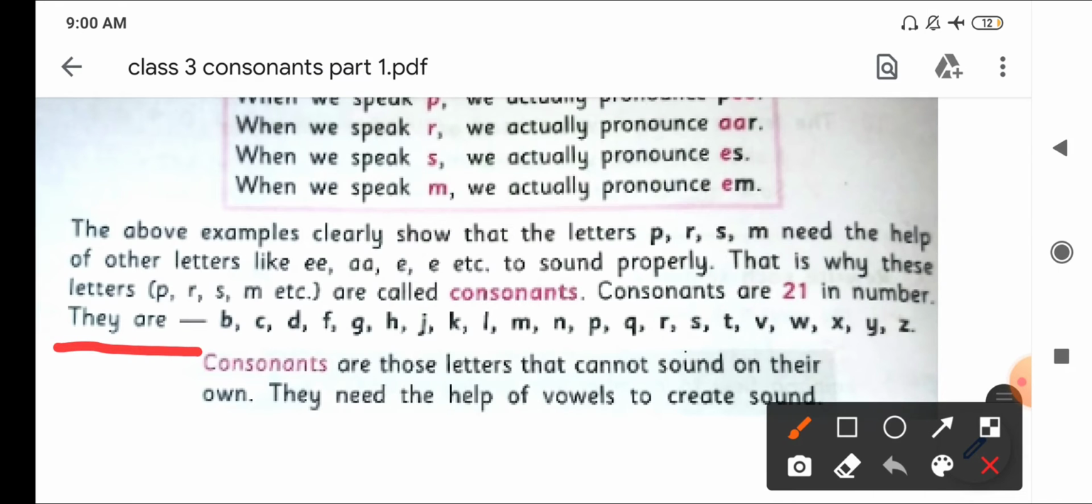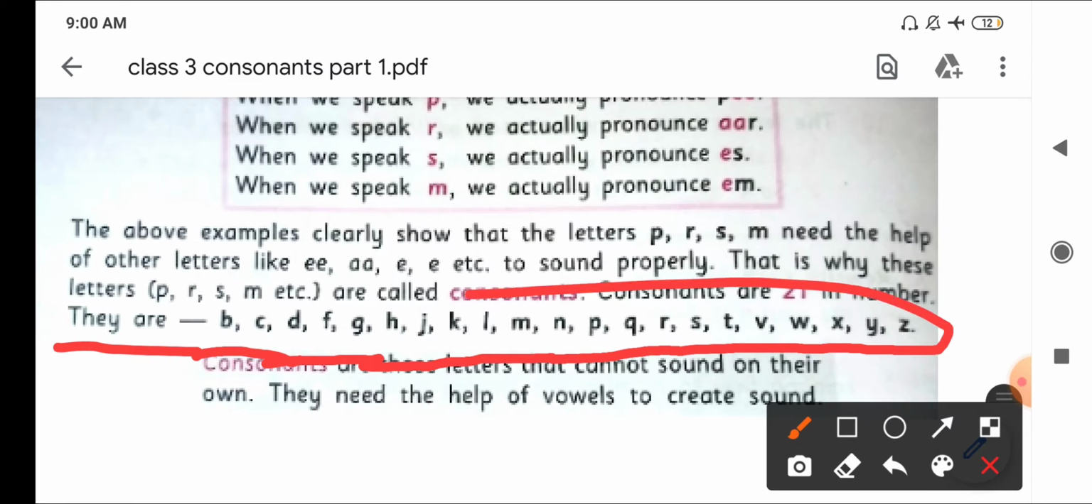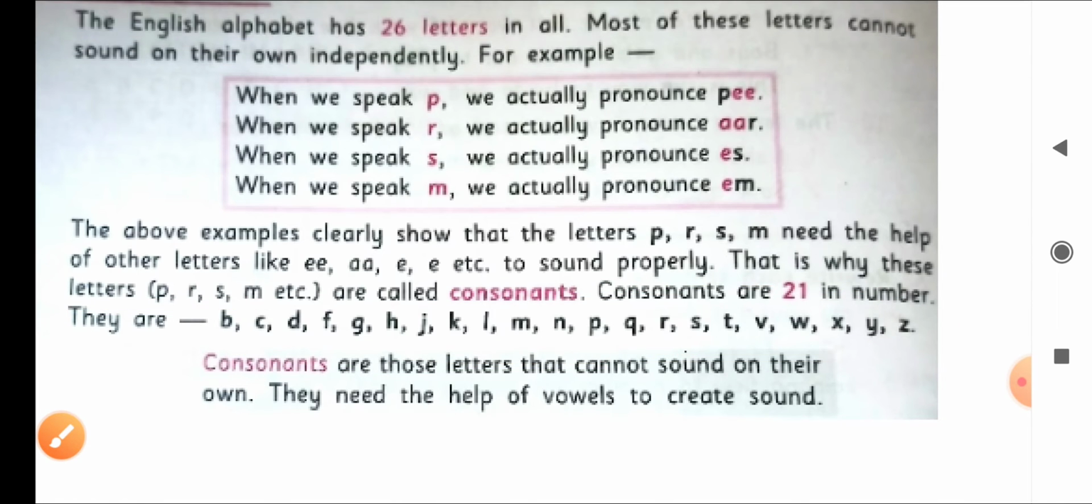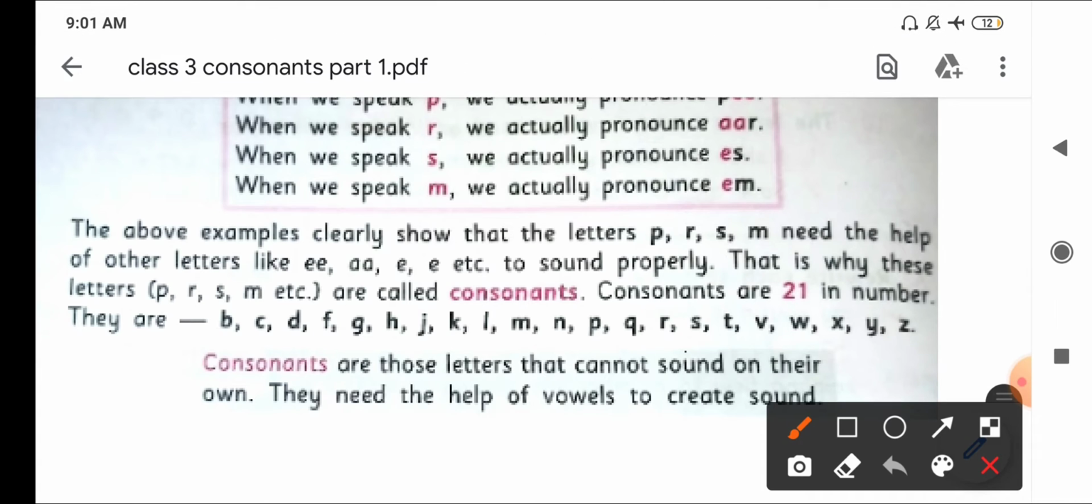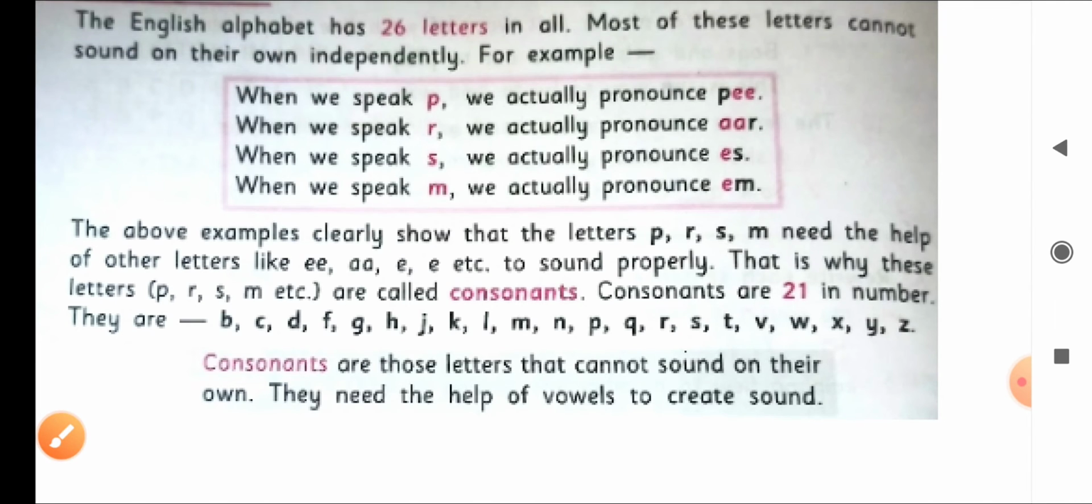They are B, C, D, F, G, H, J, K, L, M, N, P, Q, R, S, T, V, W, X, Y and Z. These are the consonants. Now these letters cannot be pronounced individually. They need the dependence of other letters.